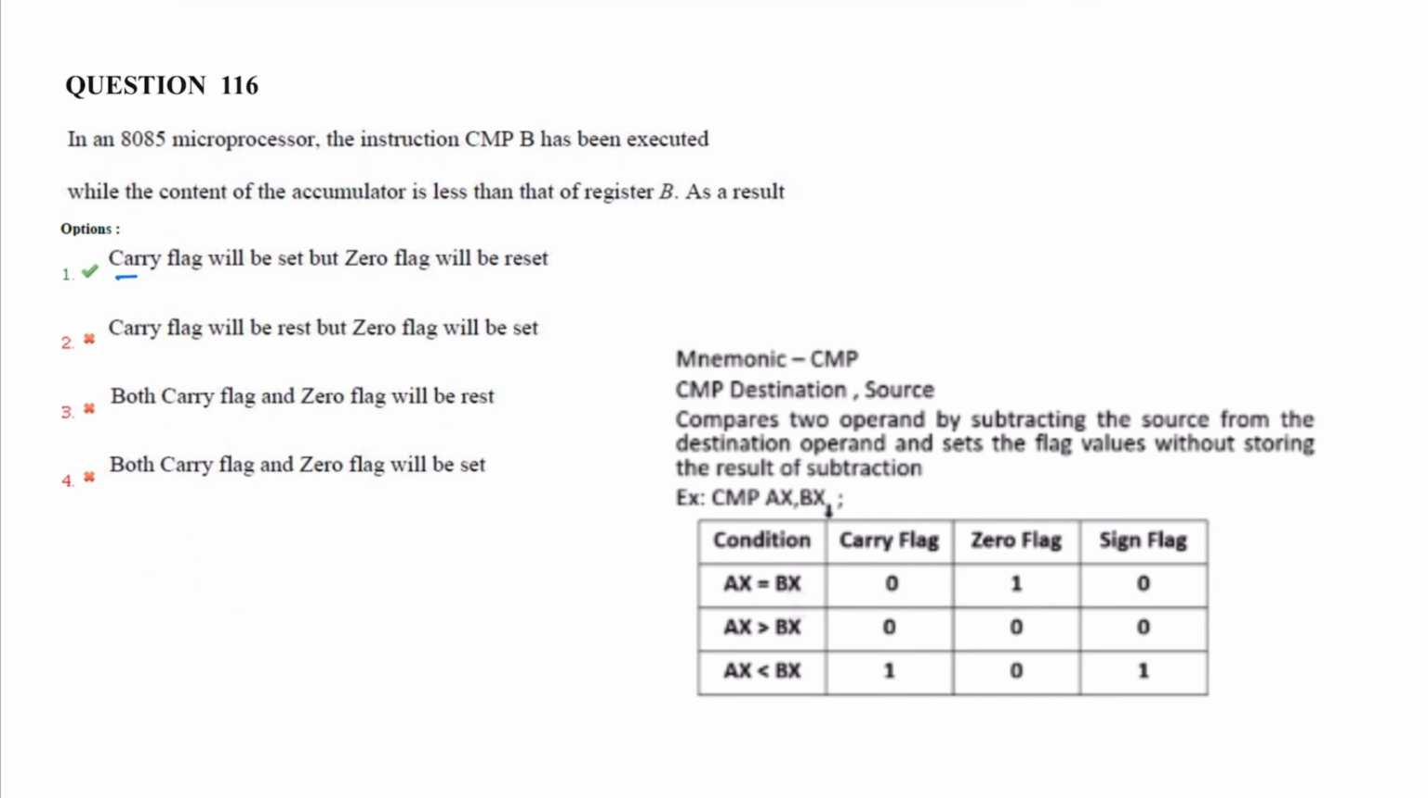Next question. In the 8085 microprocessor, the compare instruction compares the two operands by subtracting the source from the destination. While the contents of the accumulator are less than B, what is the status of the carry and zero flags? If the contents of the accumulator are less than the B register, then the carry flag will be set and the zero flag is reset. So the correct answer is option 1.